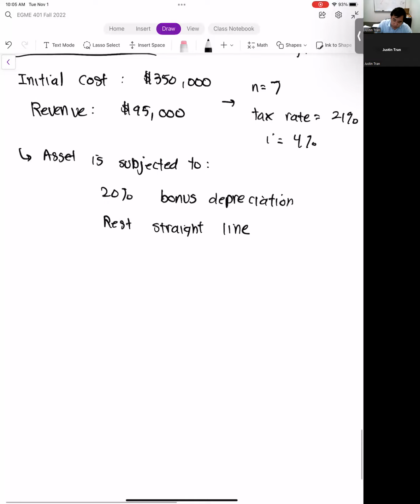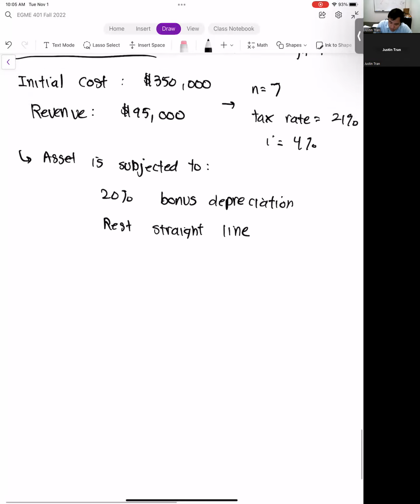Okay, so let's compute the depreciation schedule first. So first we have the 20% bonus depreciation. And so what we're going to do is take 20% of the initial cost. So the initial cost here is $350,000. And so we take 20% of that. We get $70,000. Okay. And so that we're going to depreciate immediately in year 1.